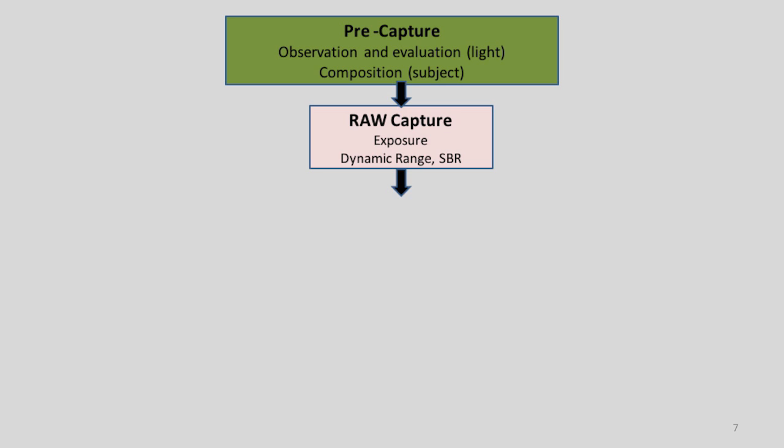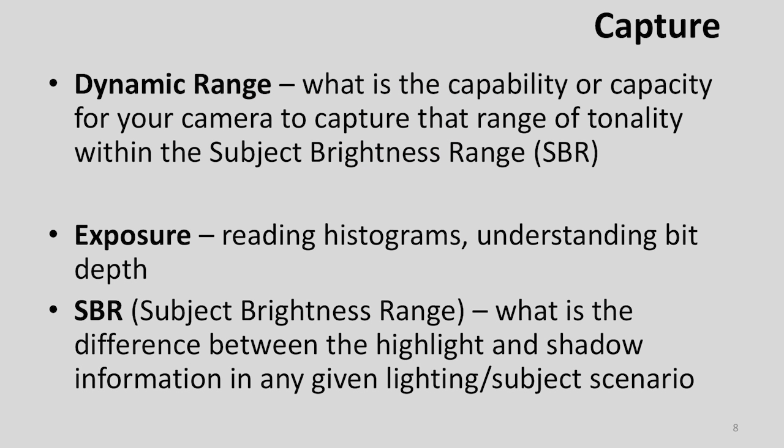At raw capture is where you have to set the camera for the prevailing lighting conditions. You are asked to think about exposure settings, the dynamic range of the capture device, your camera, and to analyse the subject brightness range of the scene, that is, the tonal range from the brightest to the darkest tone of the scene before your camera. Observing the light and understanding how you would like the scene rendered defines how you will set up the image capture, the exposure. Recognising the dynamic range of your capture device, the camera, and identifying the overall subject brightness range impacts directly on the capture exposure settings used.